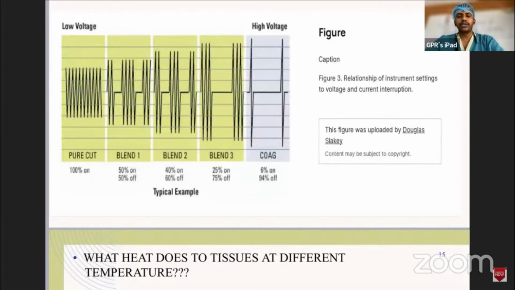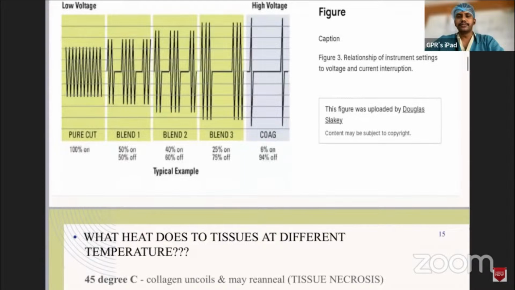Blend 1 is 50%, blend 2 is 40% on and 60% off, and blend 3 uses 25% of the current. Preferably in robotic surgery, we prefer to use the blend 2 type of setup. And in endo surgery or laparoscopic techniques, we use either blend 2 or blend 3.